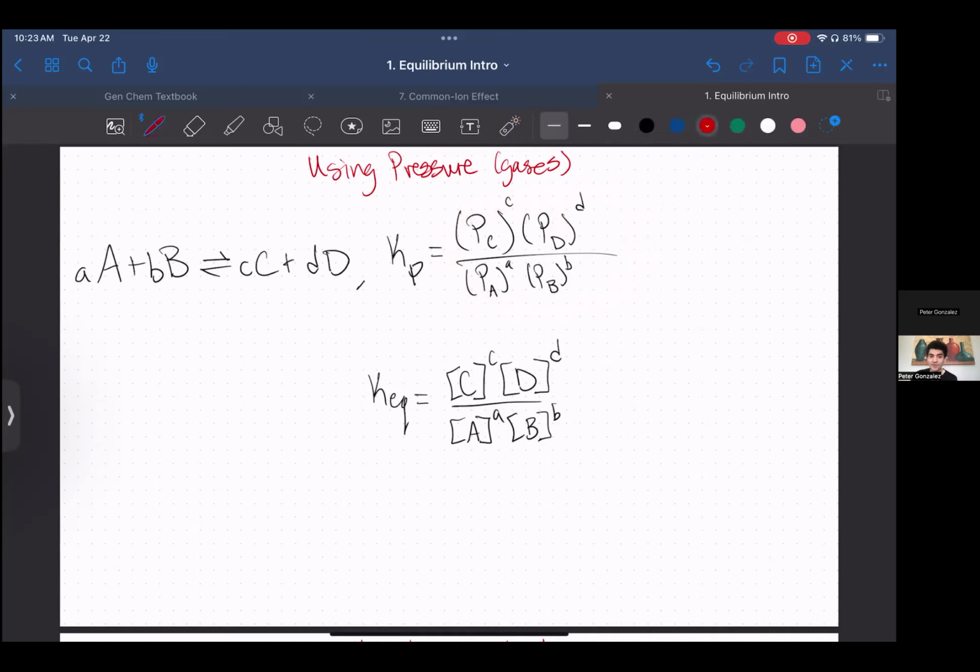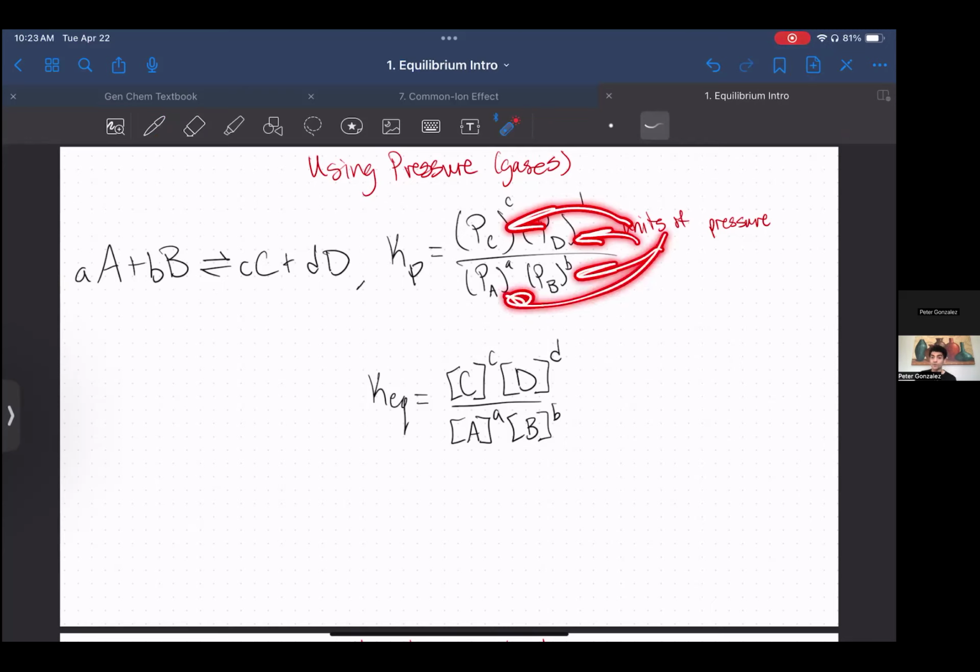And I will say also, this is technically in units of pressure. And when I say units of pressure, I mean these partial pressures are all in atm, or they're all bars, or they're all kilopascals. It actually ends up not mattering in a way.